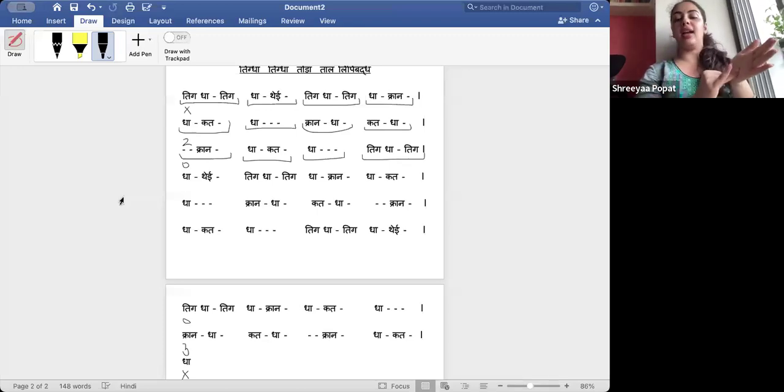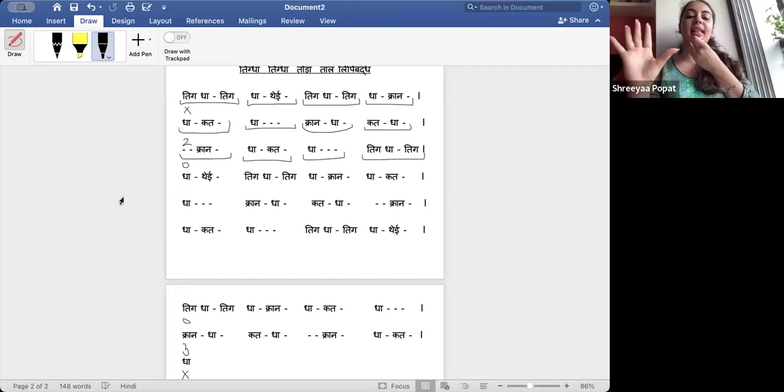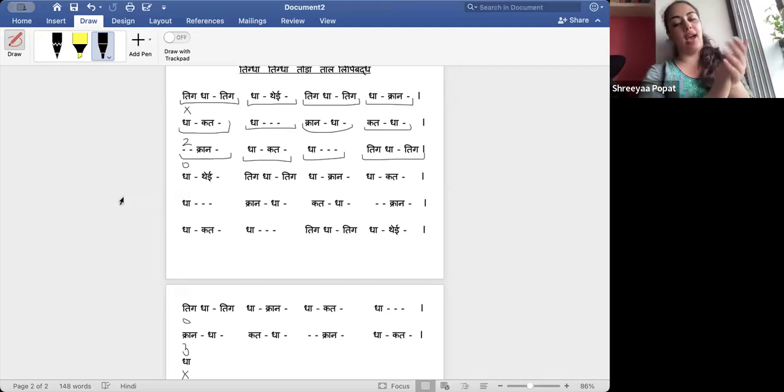Tigdha, tigdha, thai. Tigdha, tigdha. Kran, dha. Kat, dha. Kran, dha. Kat, dha. Kran, dha. Kat, dha.